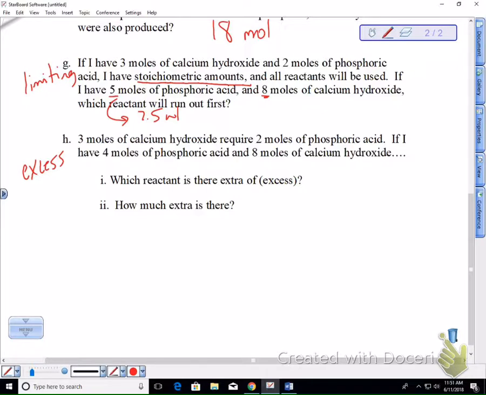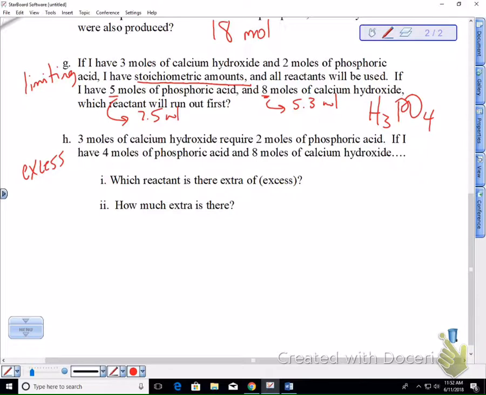But for the 8 moles of calcium hydroxide, you're going to need 5.3 moles of the phosphoric acid. Do you have 5.3 moles? Well, obviously not. You only have 5. So the phosphoric acid is going to run out first, and we call that the limiting reactant.